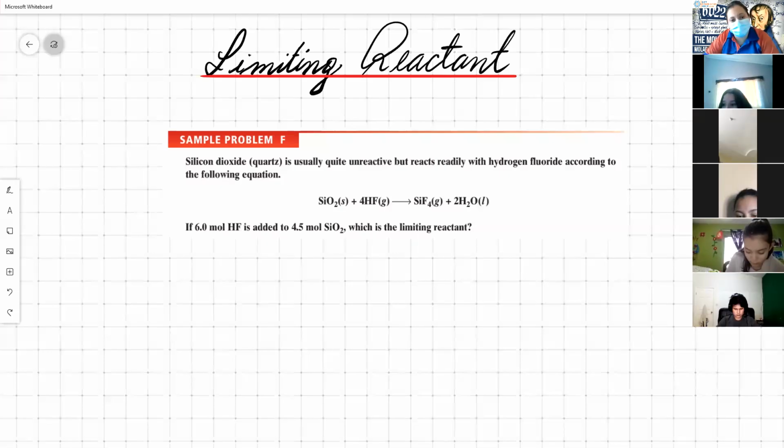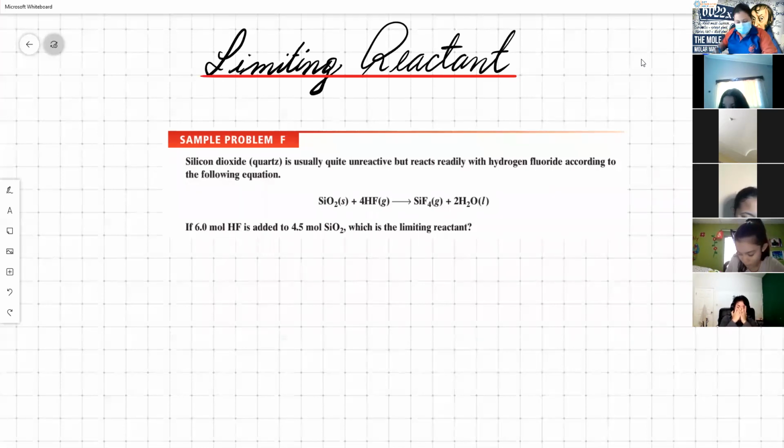6 moles of hydrogen fluoride is added to 4.5 moles of silicon dioxide, which is the limiting reactant. So what we always do with this kind of exercise is, step 0, see if the equation is balanced, okay? If it's not balanced, we have to do the procedure. If it's already balanced, we can move on to the next one. So let's see.